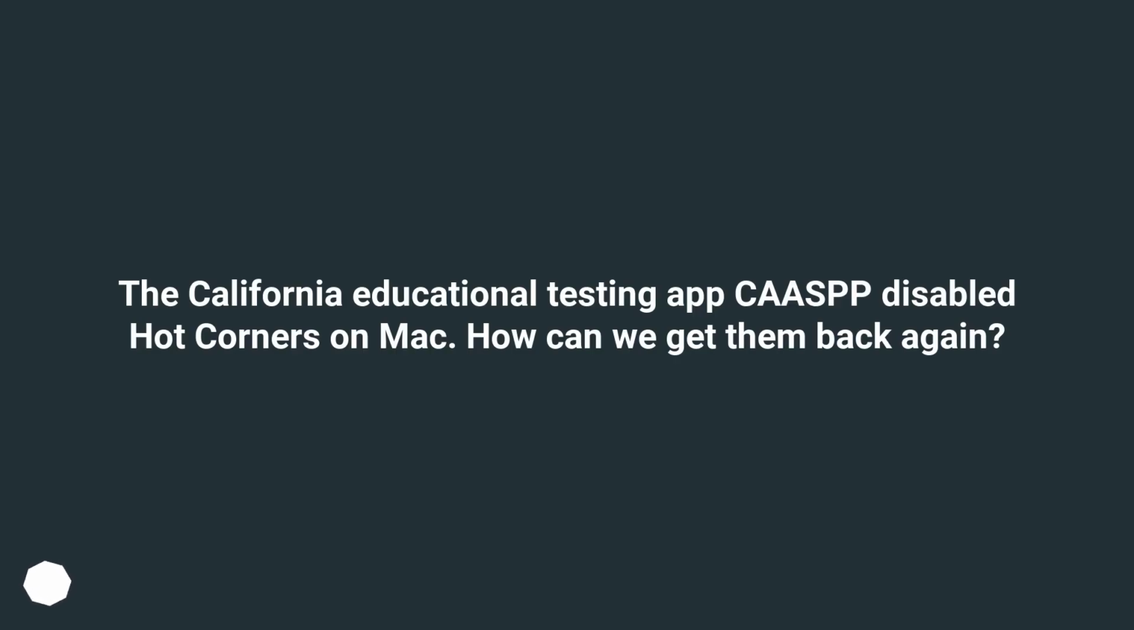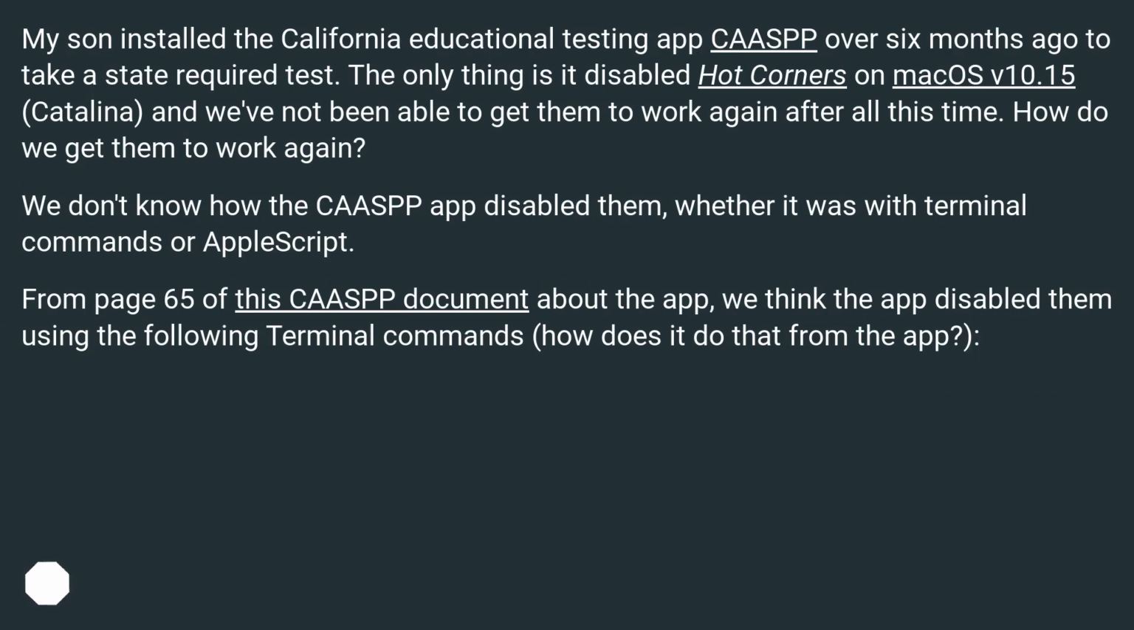The California Educational Testing app disabled hot corners on Mac. How can we get them back again? My son installed the California Educational Testing app over 6 months ago to take a state-required test. The only thing is it disabled hot corners on macOS 10.15 Catalina, and we've not been able to get them to work again after all this time. How do we get them to work again?